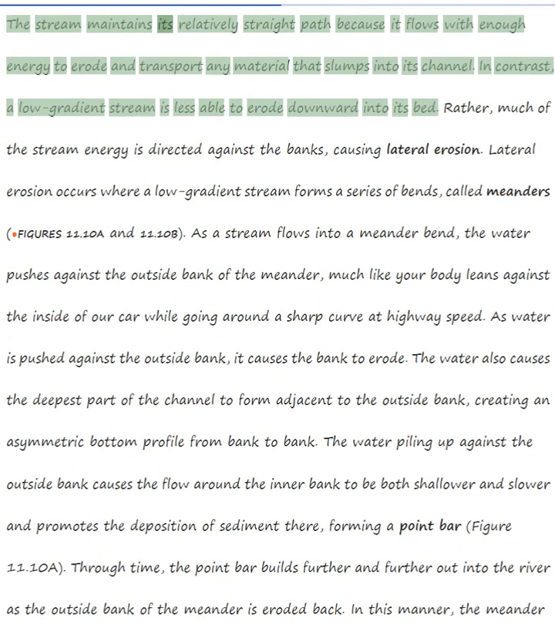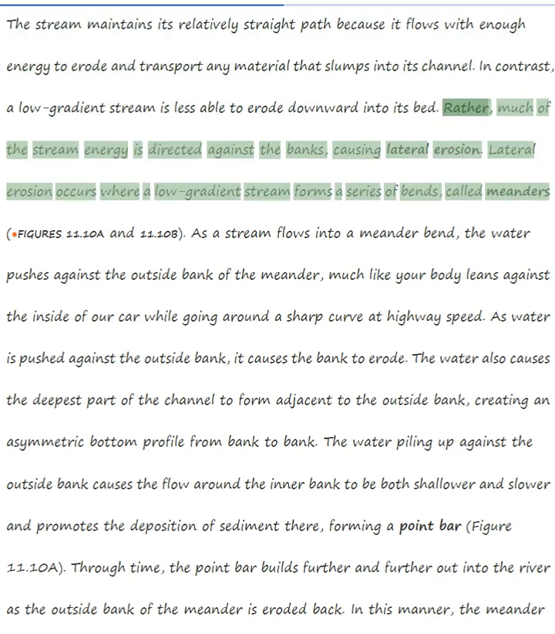The stream maintains its relatively straight path because it flows with enough energy to erode and transport any material that slumps into its channel. In contrast, a low-gradient stream is less able to erode downward into its bed. Rather, much of the stream energy is directed against the banks, causing lateral erosion. Lateral erosion occurs where a low-gradient stream forms a series of bends, called meanders.